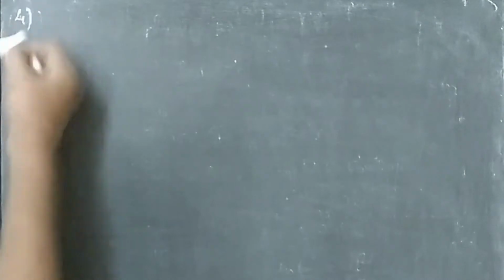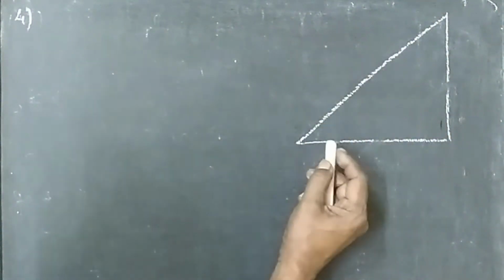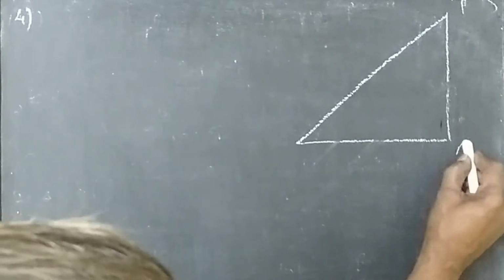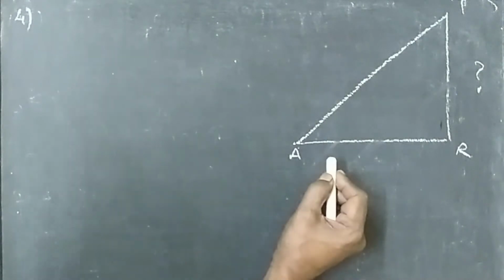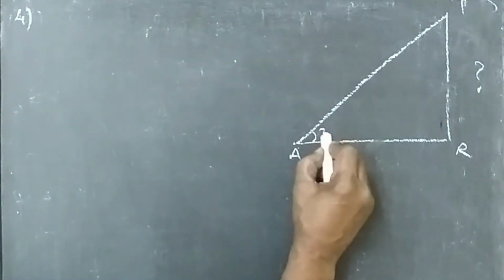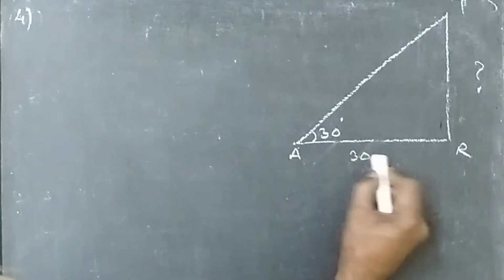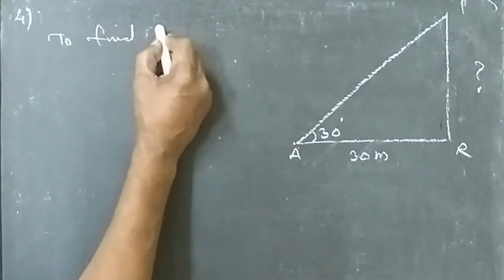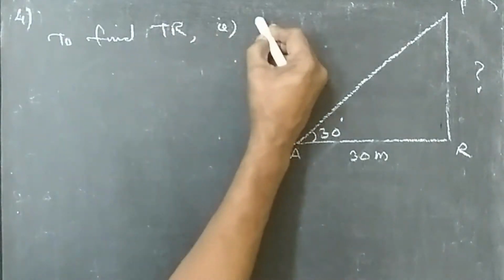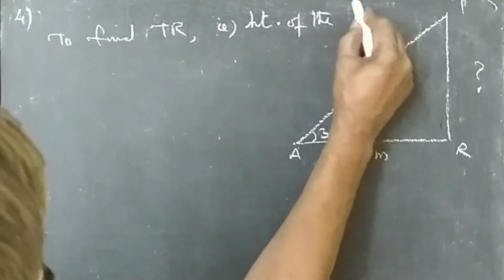In the fourth question, we are going to find the height of the tower. Here this is the TR. We don't know how much this is. It will be A. The angle of elevation here is what? 30 degree. AR is equal to 30 meter. To find TR, the height of the tower.